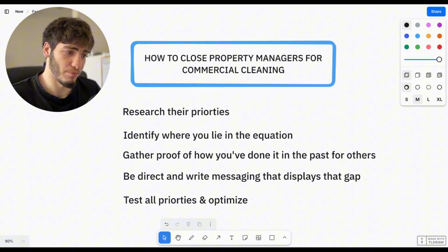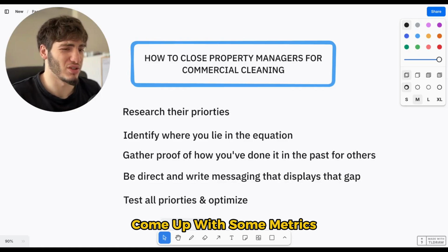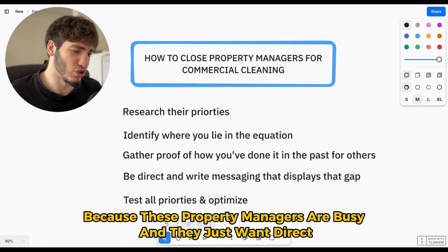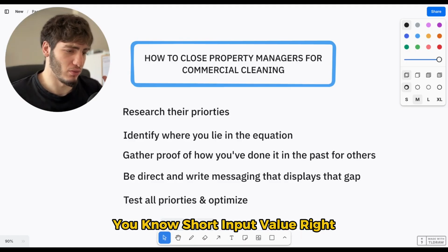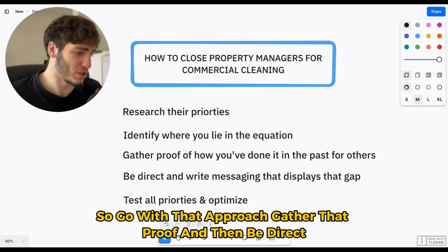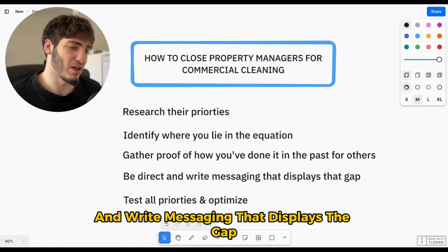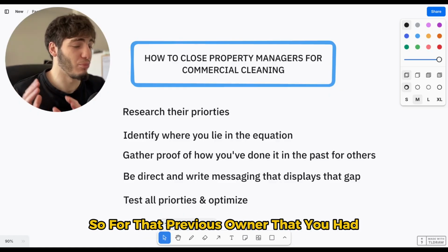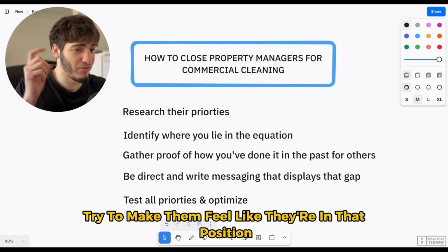And you can just pile that up, see the percentages, come up with some metrics, make it easy to consume as well, because these property managers are busy and they just want direct, short input value, right? So go with that approach, gather that proof, and then be direct and write messaging that displays the gap. So show where they are right now, right? So for that previous owner that you had, try to make them feel like they're in that position.